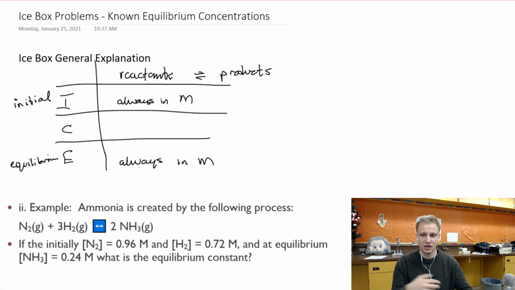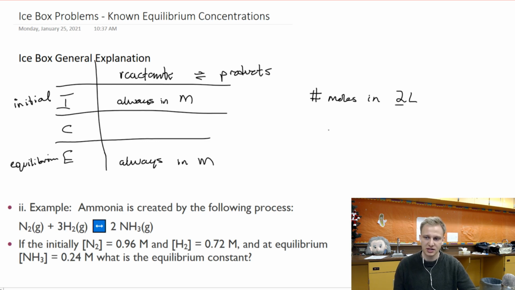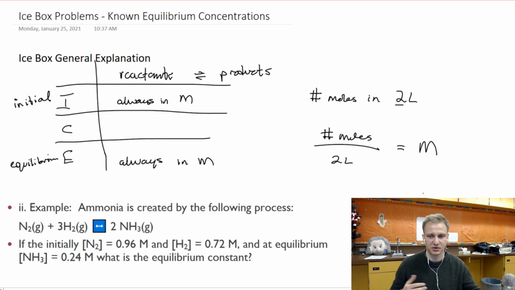And so sometimes you'll be given a question and it'll say, hey, you have this number of moles in, let's say, a 2-liter solution. And what you'd need to do is say, well, we need to take those number of moles and divide that by 2 liters, and that will give us our concentration in molarity, which is represented with a capital M. The C in this graph is the change.